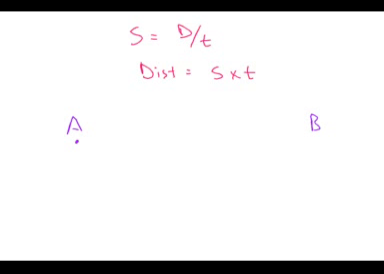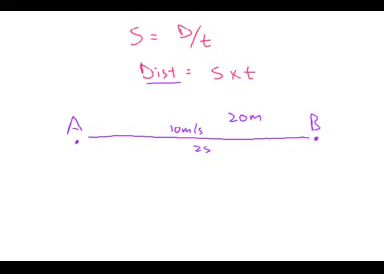Let's say, for instance, you should know this formula from science. Speed is equal to distance over time, which means that distance can be found by multiplying the speed and the time. So let's say there's point A and point B, and we want to find the distance from A to B. We know that we're driving at 10 meters per second and the journey takes 2 seconds. Then the distance is 10 meters per second multiplied by 2, which gives me 20 meters. Do you agree?